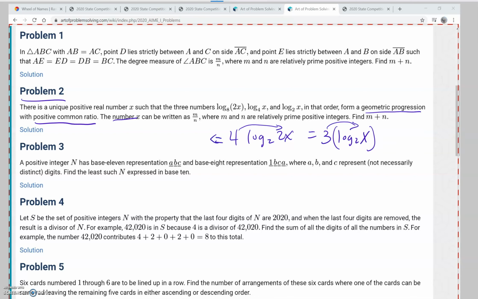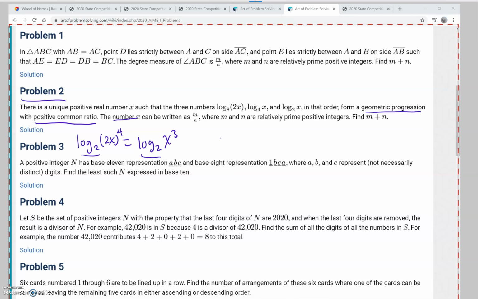I'm going to shift to the left, so we're going to have log base 2 of 2x to the 4th power. We're going to take the coefficient and bring it as an exponent, and we're going to do the same with this part right here. This is going to be log base 2 of x cubed. Now we have a log base 2 of something and a log base 2 of something. If the logarithms are the same, we know that the part inside the logarithms also has to be the same.